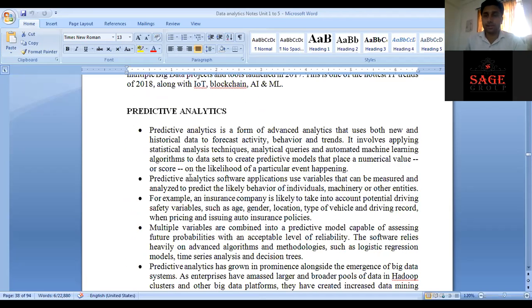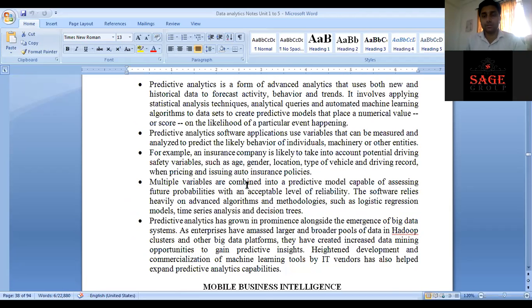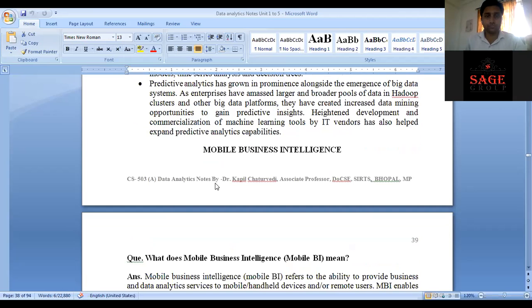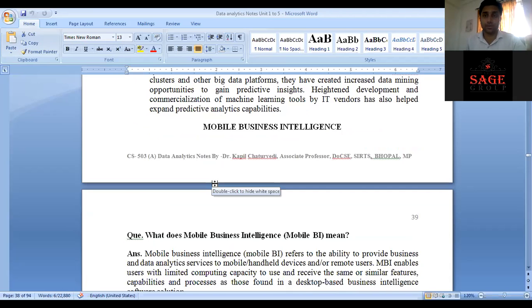So predictive analysis is the mechanism which is used to predict or gather knowledge by using different kinds of algorithms. Mobile business intelligence is an important topic.